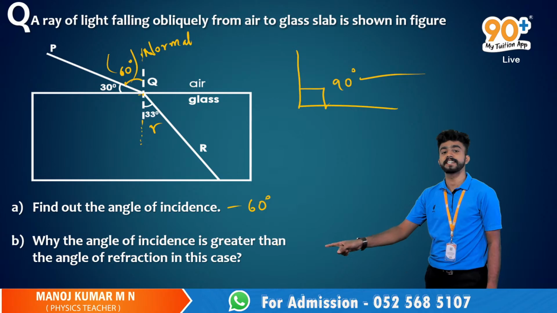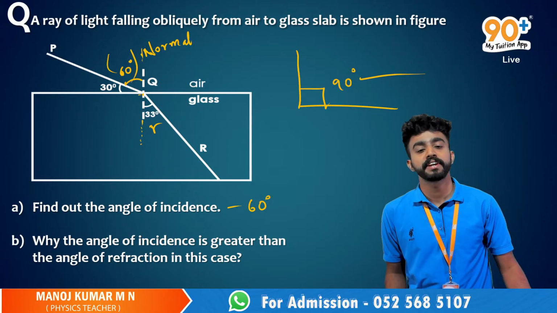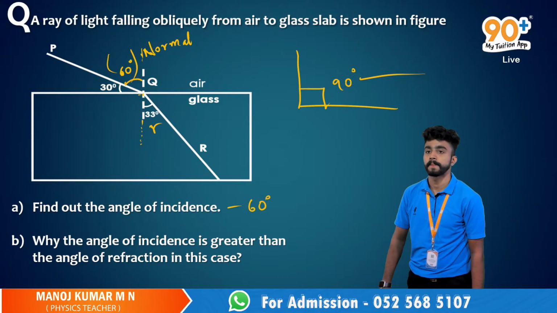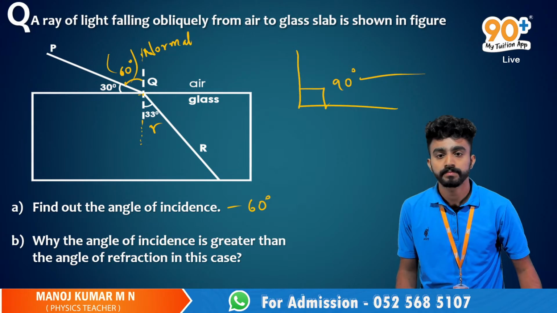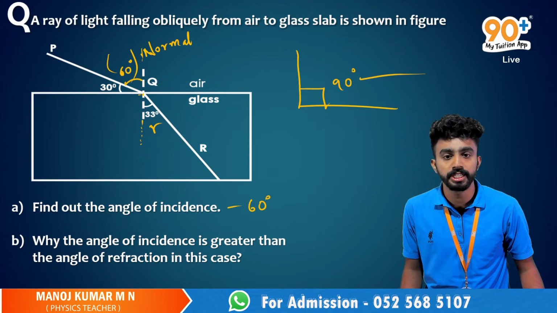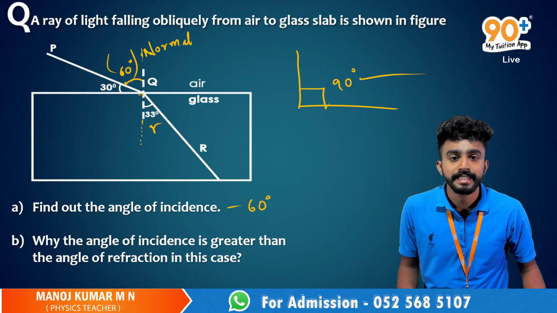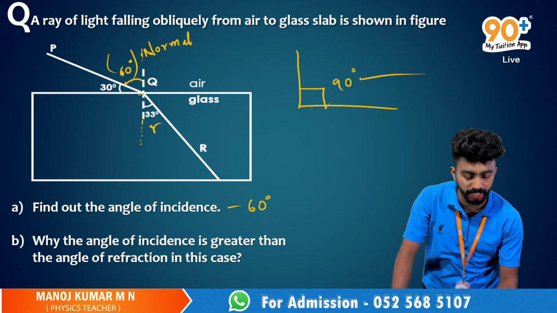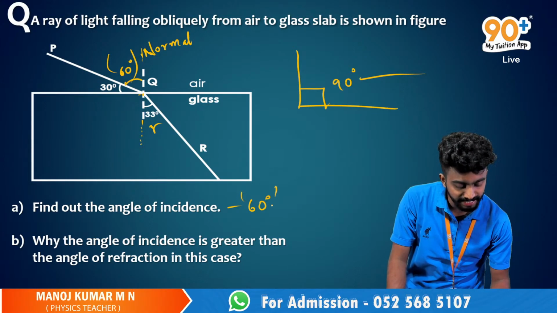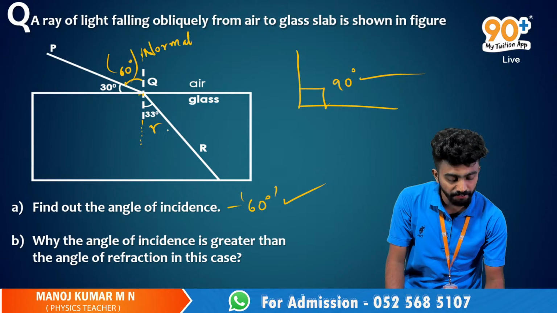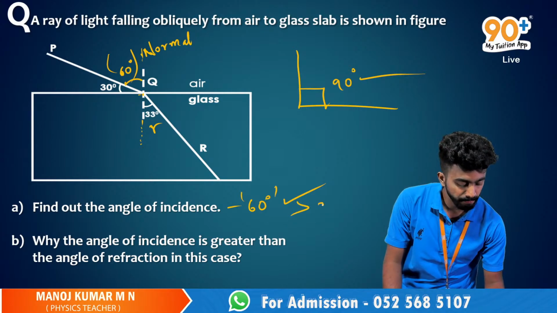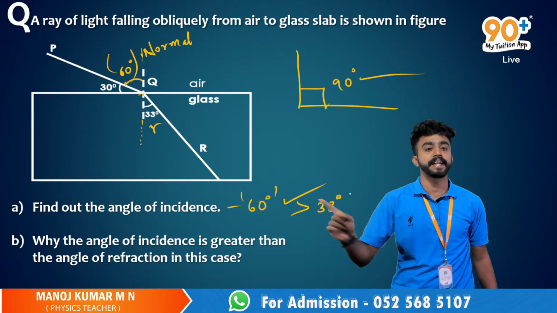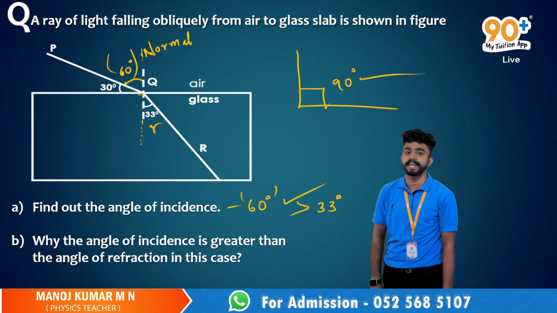Now, why is the angle of incidence greater than the angle of refraction in this case? Who will answer this? B part. Jaswin, what do you think? Why is the angle of incidence greater than the angle of refraction? You can see that the angle of incidence is 60 and the angle of refraction is 33 degree. Why is that?